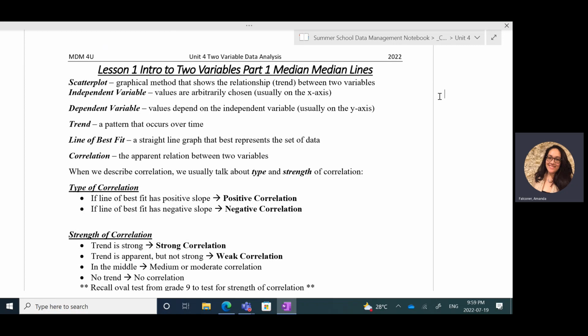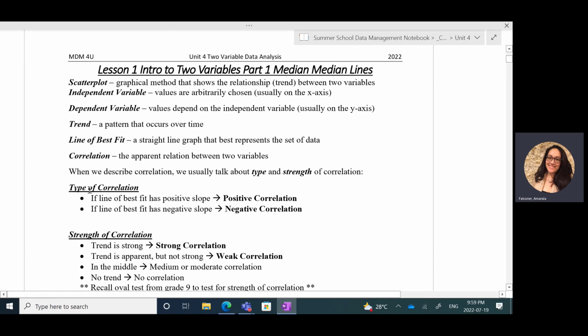So everything we did in Unit 3 was one variable data. We were just counting the number of times different observations occurred into like a frequency. Now we're going to put two different variables on an x and a y axis and then see if there's a pattern involved. So when we describe correlation, we usually talk about type and strength of correlation.